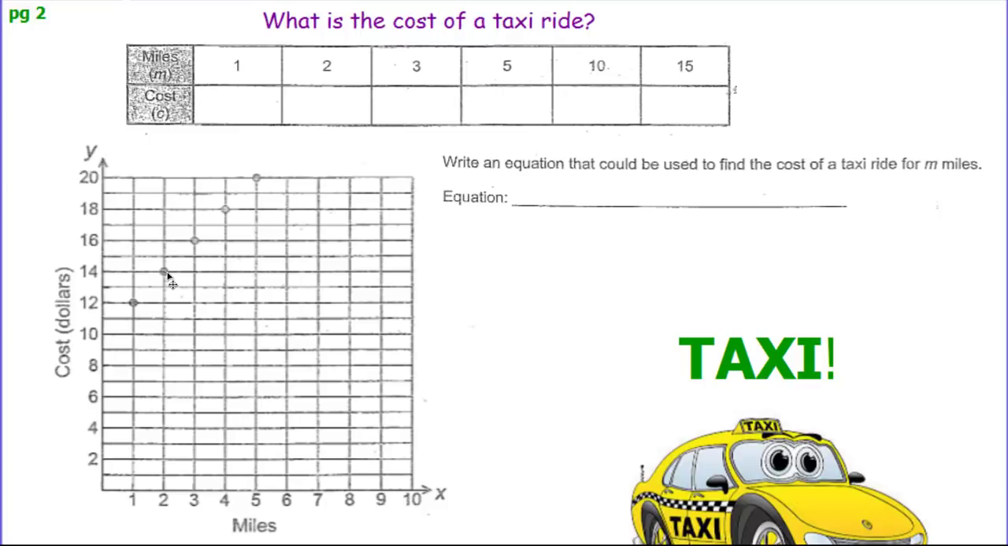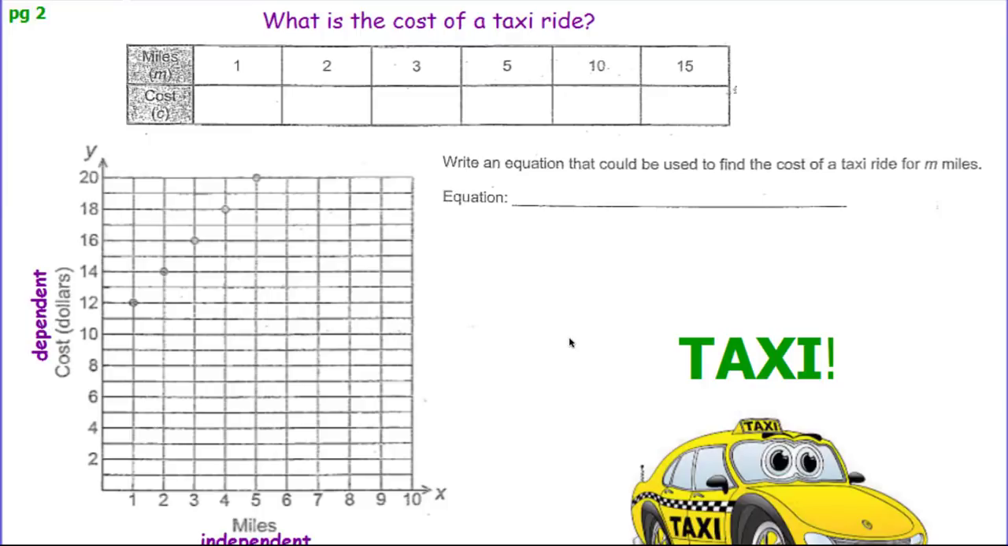And I see that there are some points. So the question is, what is the cost of a taxi ride? So let's take a look at the graph. The independent variable is miles, so let's go ahead and label those. Go ahead and label that on your paper. And the cost of the ride is dependent on how many miles he travels, so that's our dependent variable.